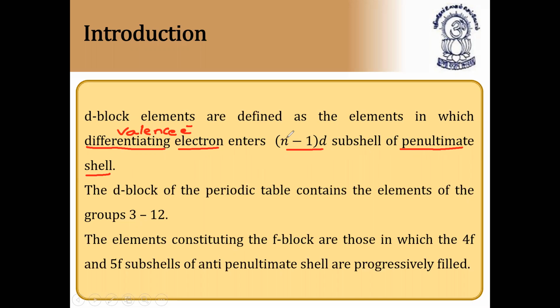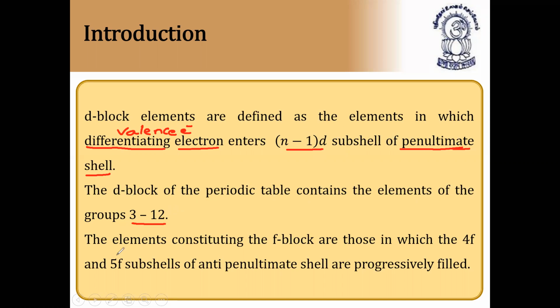Till now, we have seen the valence electron entering into the p subshell. Now here the valence electron is entering into the n-1 d subshell of the penultimate shell, and it is not going to the last shell, it is going to the penultimate shell. That is most important. The D block of the periodic table contains the elements of groups 3 to 12, that is group 3, 4, 5, 6, 7, 8, 9, 10, 11 and 12.